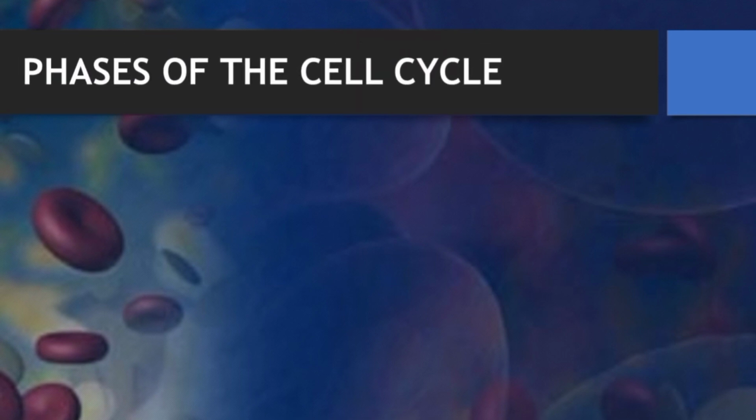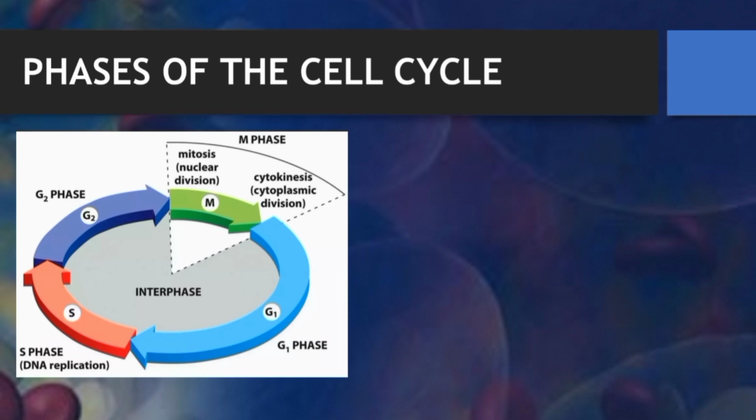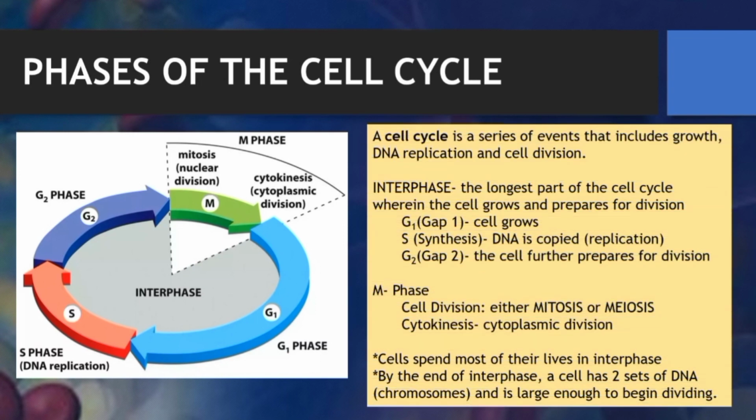Next up, we have phases of the cell cycle. So here is a diagram that will show you the different phases of the cell cycle. So when we say cell cycle, ito ay isang series of events that includes growth of the cell, DNA replication, and cell division. Okay? So the longest part of the cell cycle is known as the interphase, and it is the period in which the cell grows and undergoes DNA replication.